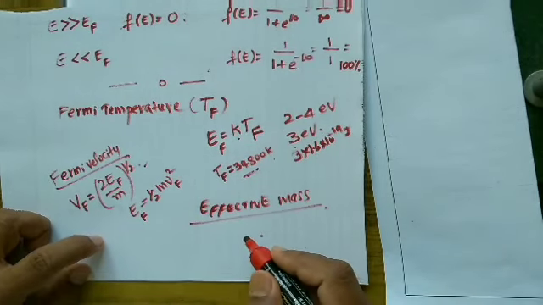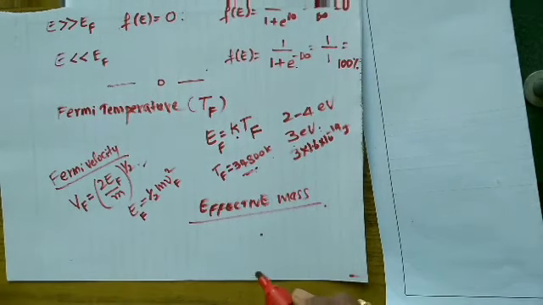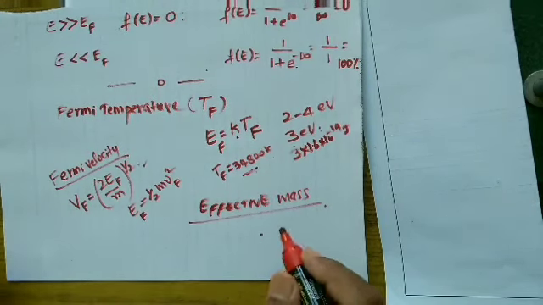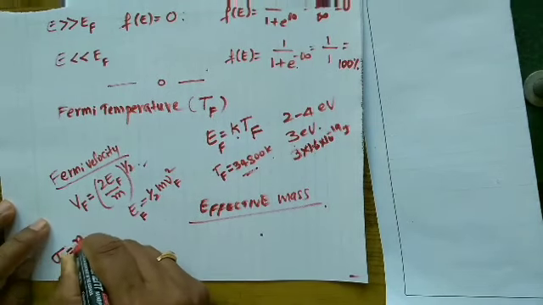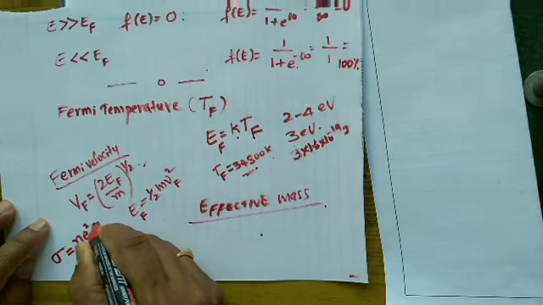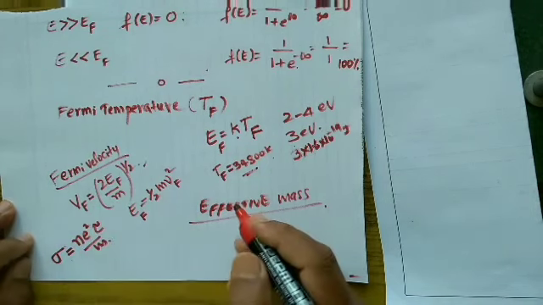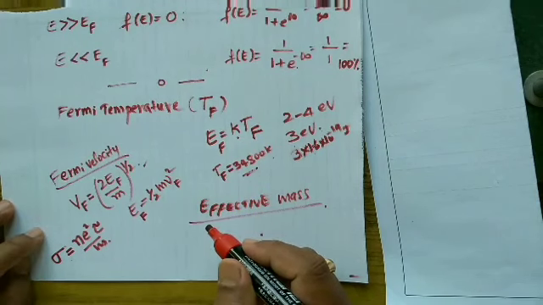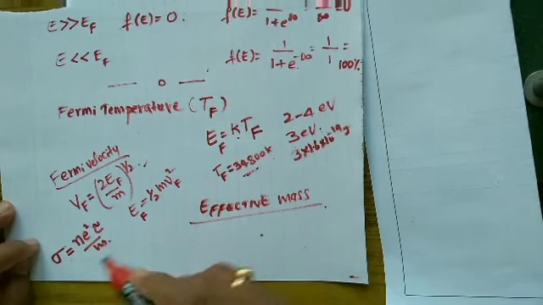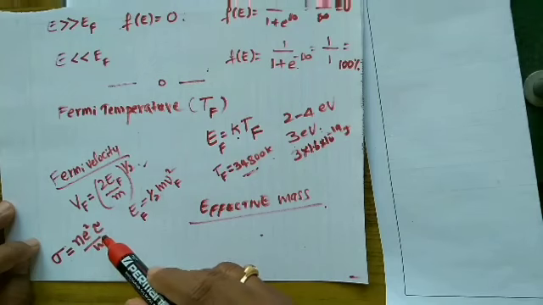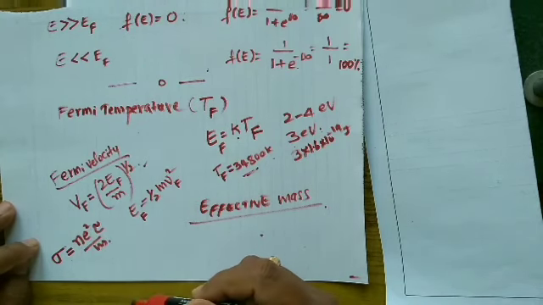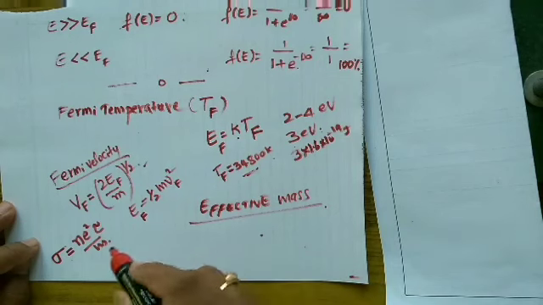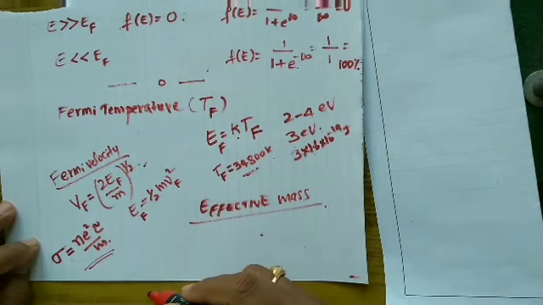In the classical free electron theory, while defining the expression for the electrical conductivity, it was defined as n e square tau by m, taking n as the number of free electrons per unit volume, e as the charge of electron, m as the rest mass of electron, and tau as the relaxation time. So this was the equation derived by Drude and Lorentz in their classical free electron theory.